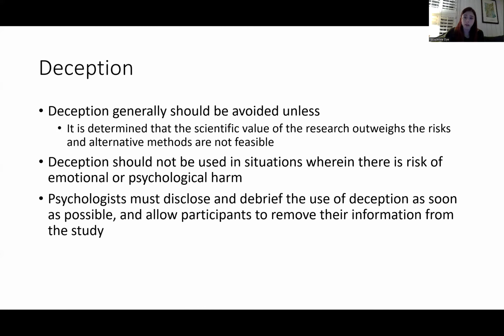And then last, psychologists must disclose and debrief the use of deception as soon as possible, and then allow participants to remove their information from the study if they choose to do so.